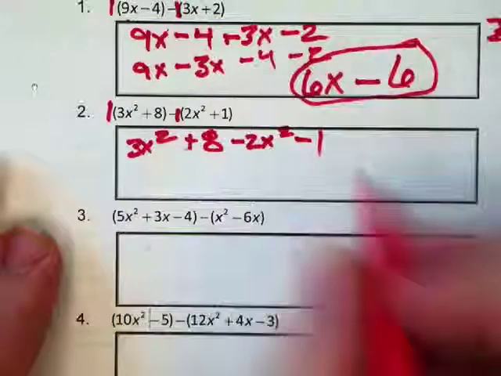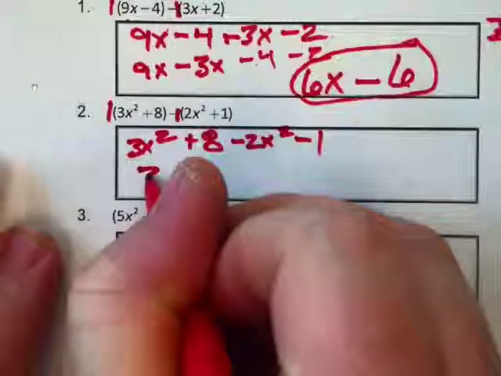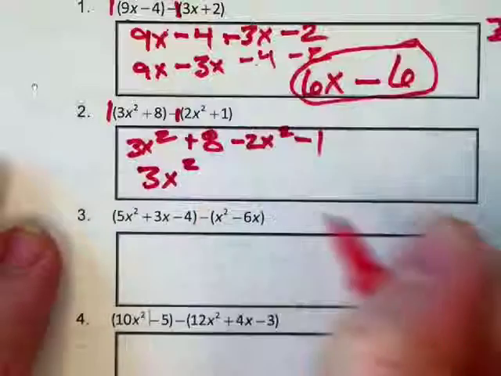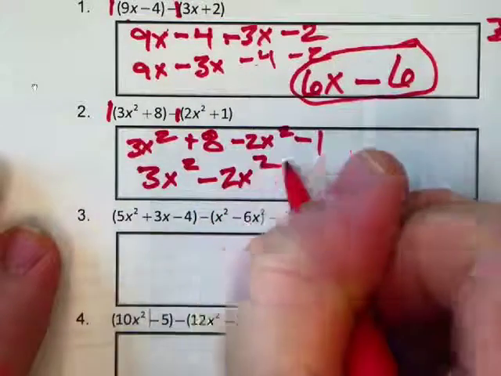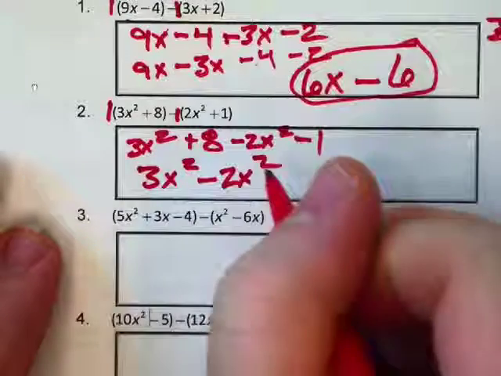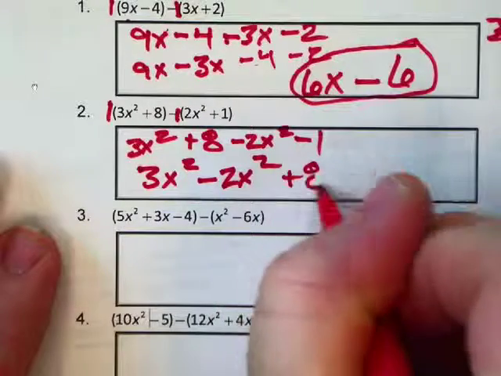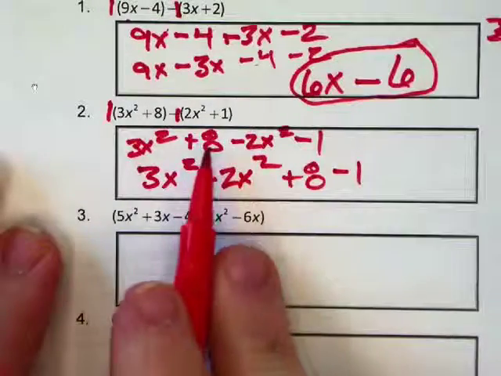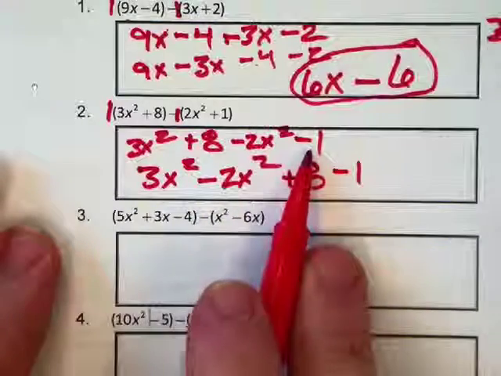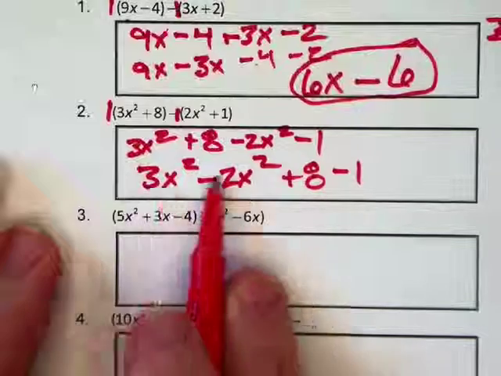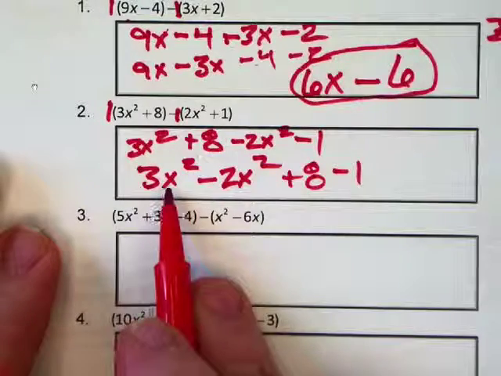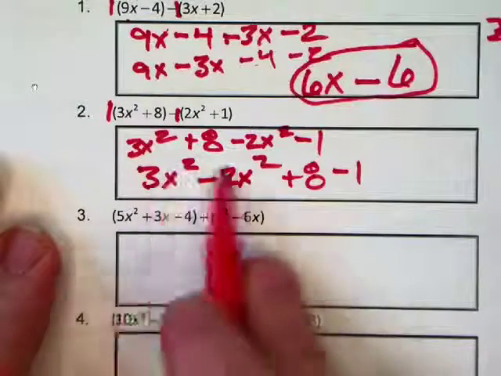And when we put all the x's in front, we have 3x squared. And then we have a negative 2x squared. And a positive 8 and a negative 1. So now we have all our x's together. If we have 3 x's or 3x squareds or 3 smiley faces or 3 butterflies, it doesn't matter.